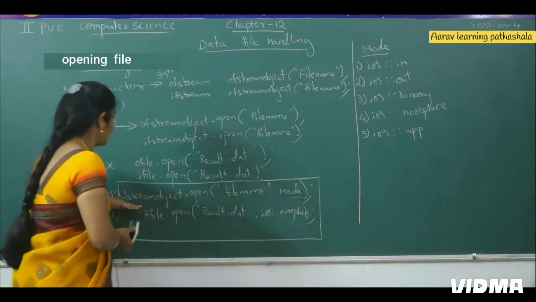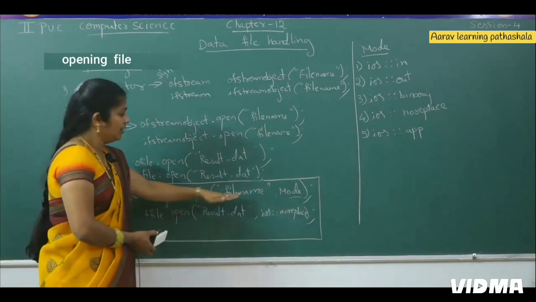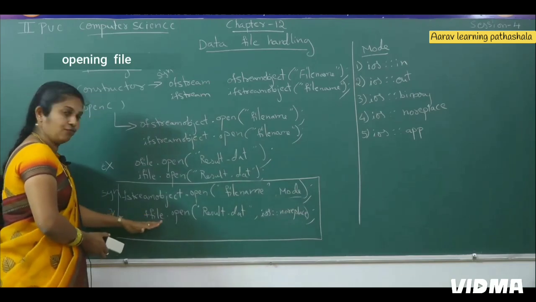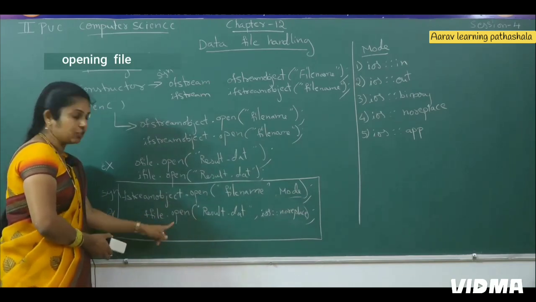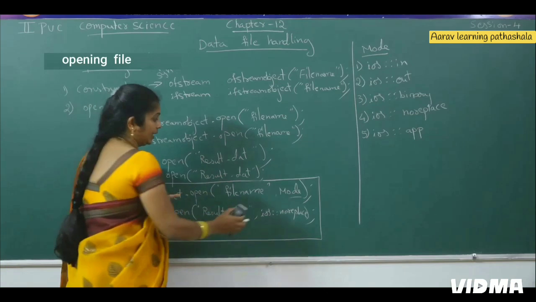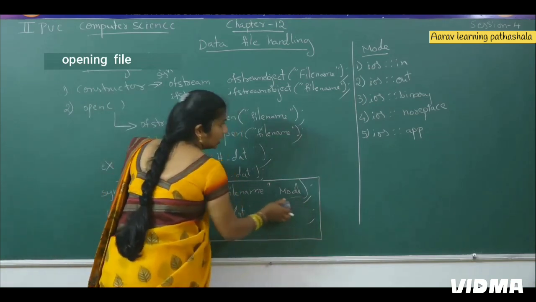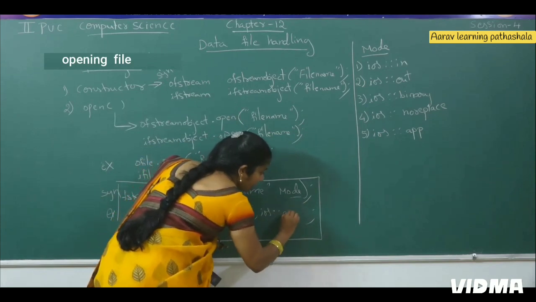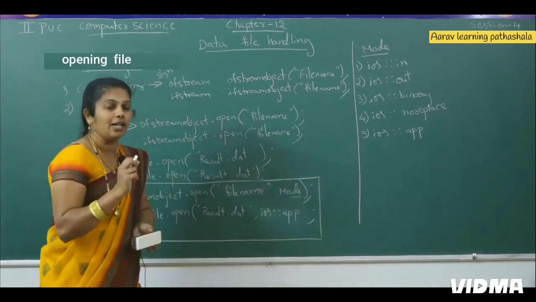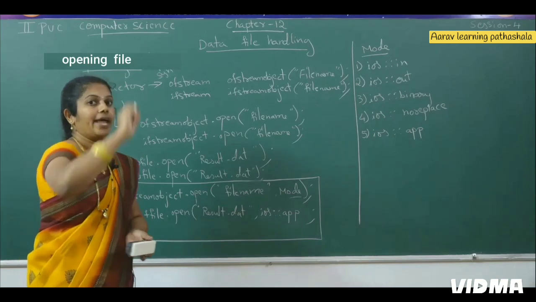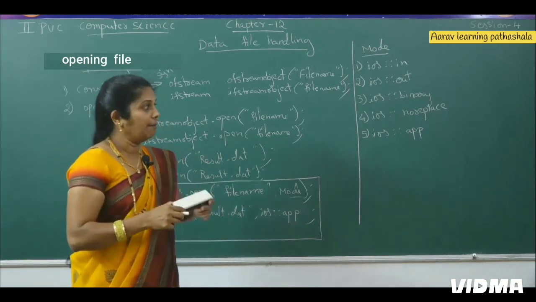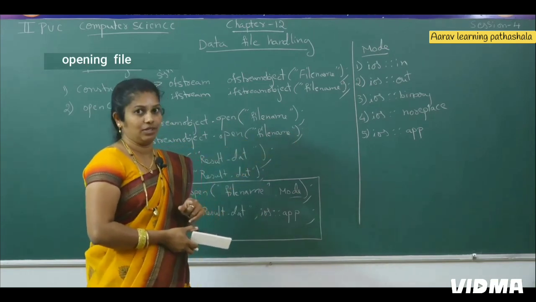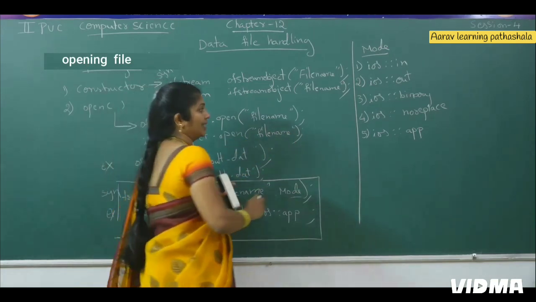To write the syntax, fstream object dot open, file name, then the mode. In the example, ffile is the fstream object, ffile.open result.dat, and here we write ios scope resolution operator append. This helps to move the cursor to the end of the file. When you want to insert any item at the end of the file, then we use the append mode. Now is it clear?